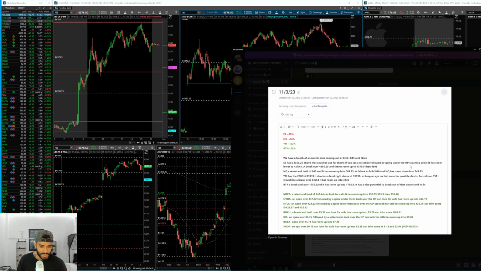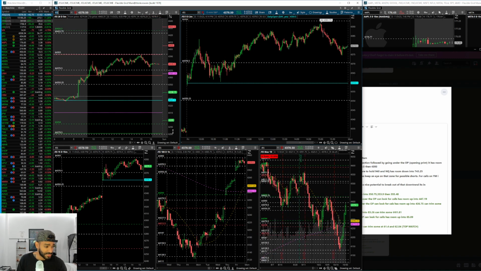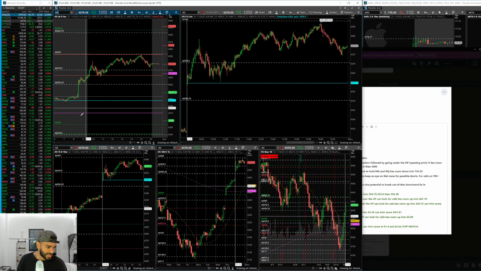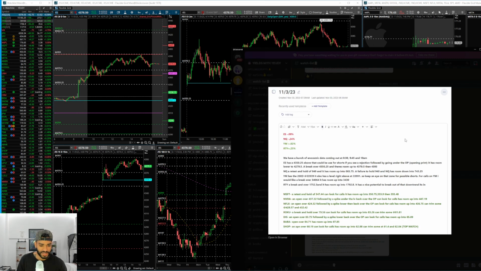As you guys can see, I wrote it had room lower to 42.79. So that means this would have been my target. If we would have opened below this level and rejected, I would have gotten some shorts and targeted 42.79.5. But since we ended up opening above the level, you guys can see I wrote a break above 4350.25, and there's room up to 4370.5, then 4393. We opened above 4350. What did we target? We ended up targeting 4370.5.